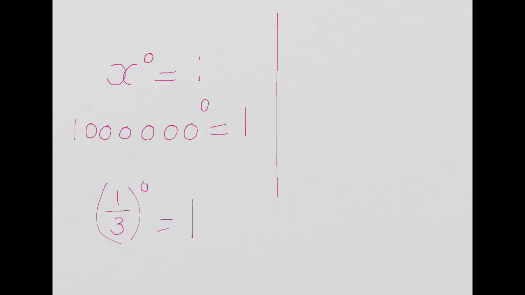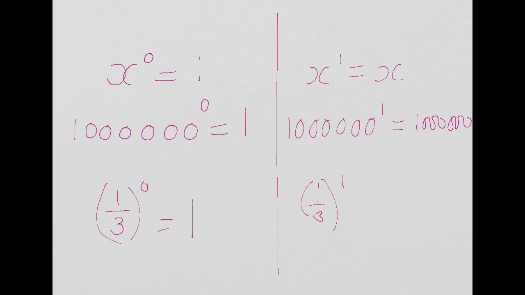And the other thing I want you to realise is that anything to the power of 1, so x to the power 1, is x. 1 million to the power 1 is 1 million. And 1/3 to the power 1 is 1/3. And I would, in your book, write that down. So anything to the power of 0 is 1, and anything to the power of 1 is just itself.